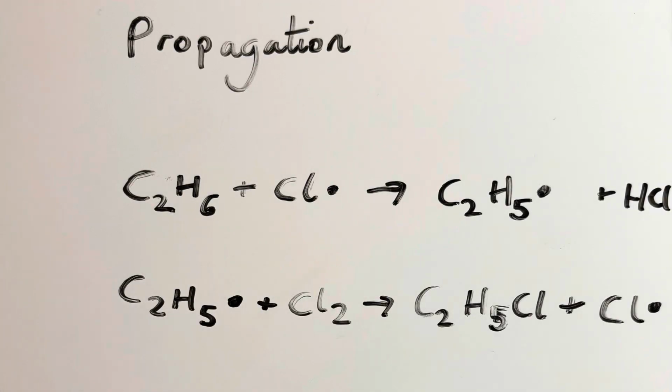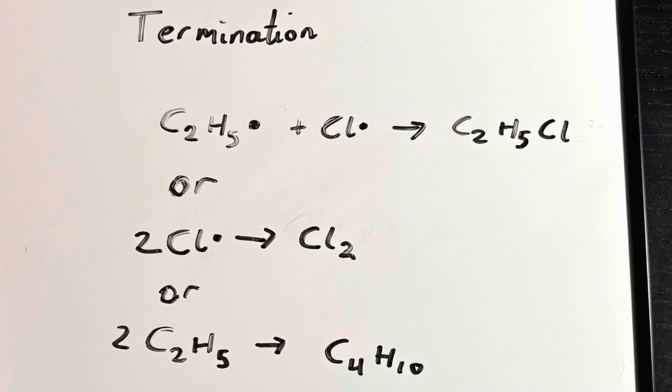Then you have propagation. Here you're using your alkane, which is reacting with your chlorine radical to form an alkane radical and hydrogen chloride. Your alkane radical then reacts with chlorine again to form a chloroalkane and a chlorine radical again. And now you have termination. Now, termination can be any one of these reactions here. Basically, any 2 radicals react to form a stable molecule.